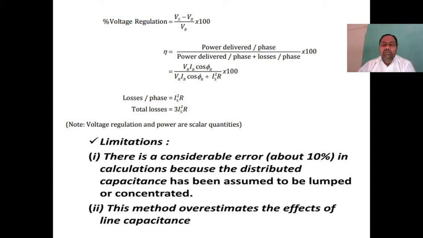So what are the limitations of the end condenser method? There are some limitations. First one is there is a considerable error. Means while calculating the efficiency and regulation, we get some error in the end condenser method calculation, because the distributed capacitance has been assumed to be lumped or concentrated. That is one limitation. The second limitation is that this method overestimates the effects of line capacitance. Overestimation means the capacitance value given by the end condenser method is normally more. So these are the two limitations of the end condenser method.